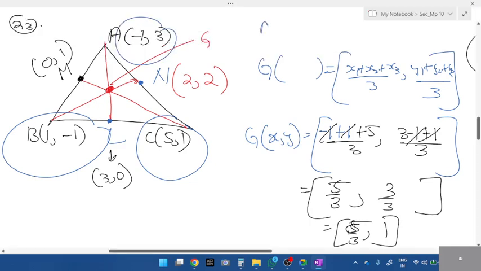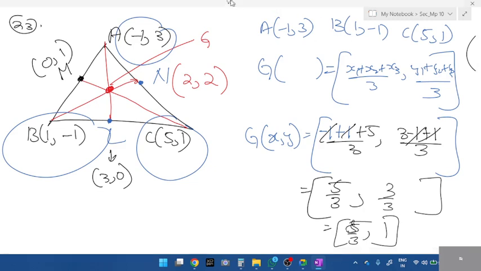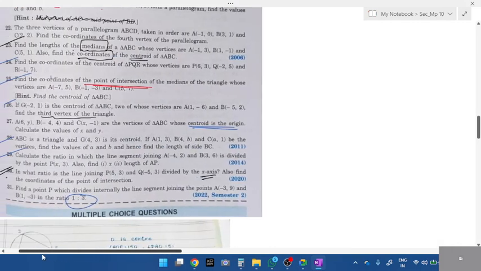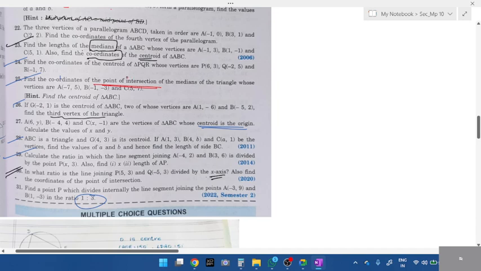For centroid, always go with A value, students: A, B, and C. Don't go with M and L. That is median, what we found. You should take A, B, and C. Fine. In ABC, take all the first values as X: X1, X2, X3. Y1, Y2, Y3. This is what I substituted. 5 by 3, comma 1 is the answer. Centroid. Then find the coordinates.